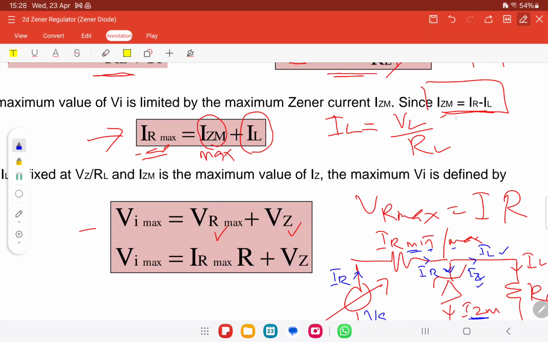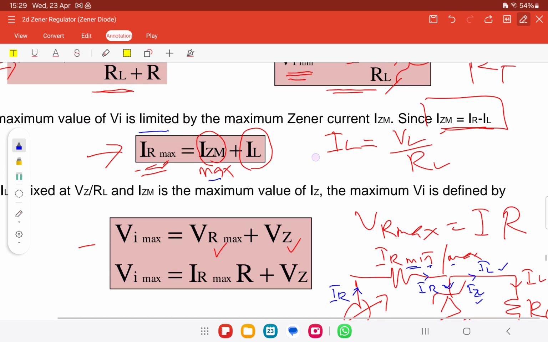So this comes from current in equals current out. IR goes in, IZ goes down and out, IL also goes out. So you can get it from there. IZM is normally given; the ones with M are normally given for the Zener diode. PZM, IZM, VZ are the values that will normally be given. So you can use those values to get the IR.